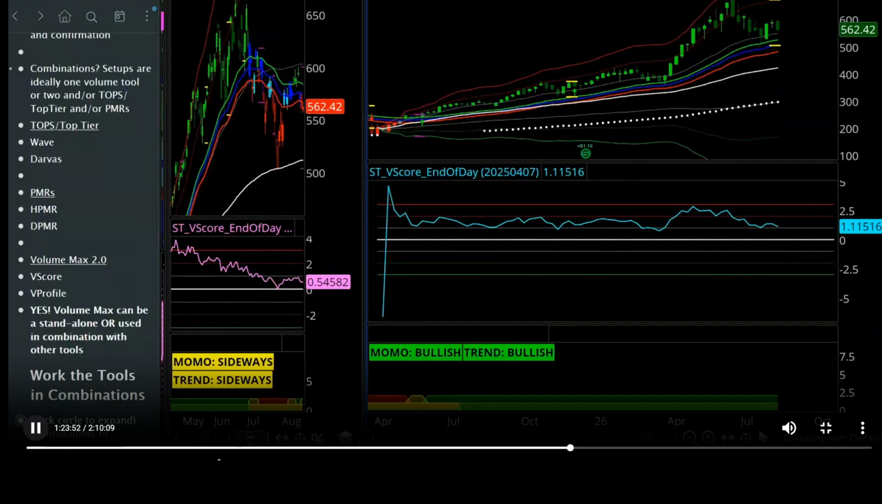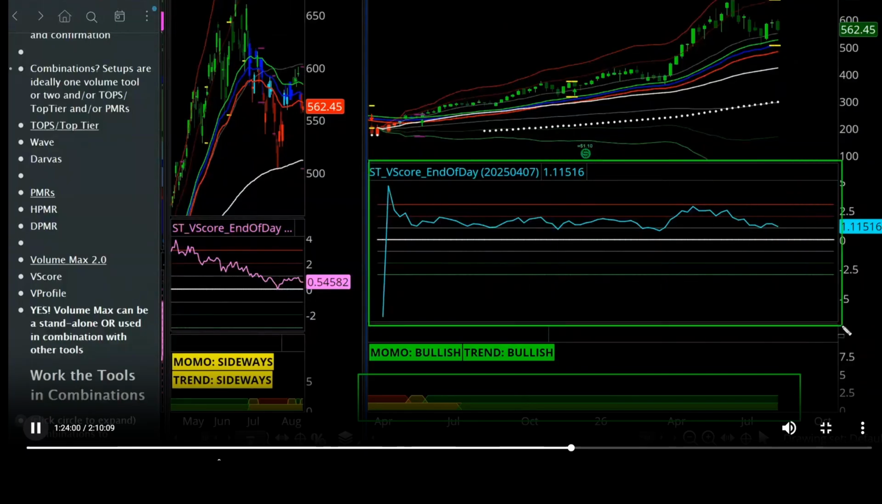Is this starting to gel? So what have we been doing so far in this session? We're taking a look at the multi-structure. Obviously, we're taking a look at the VScore. And you might say, Ron, what about VProfile? I don't use it as much on the daily and the weekly. For intraday, it's absolutely vital. For swing trading or long-term account growth, I don't lean on it as much.